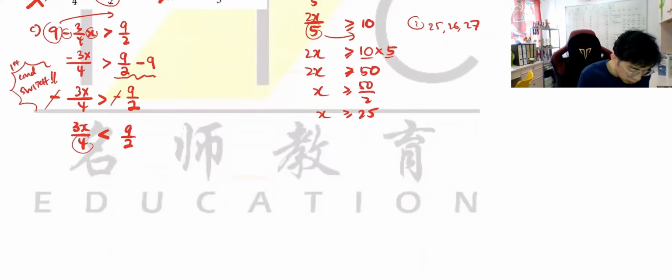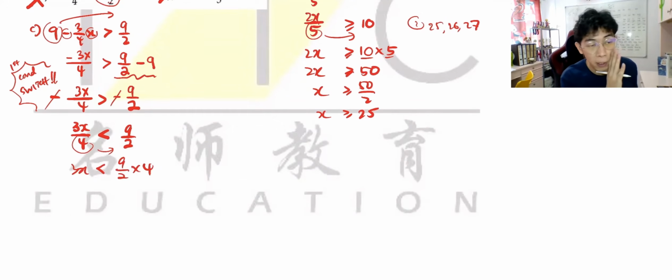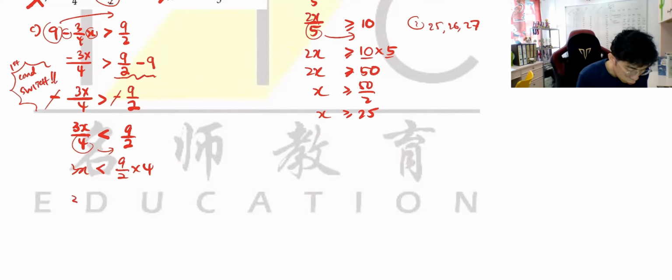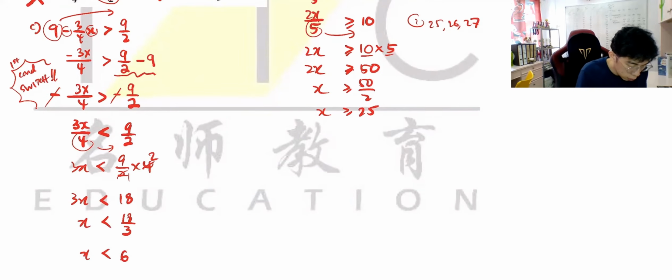So bring the 4 over, 3x, this one, 9 over 2 times 4. I repeat, I'm writing extra workings for form 1. Form 2, some of the workings you want to skip, go ahead, but make sure it's the same answer. So 3x, this one, then cut. Wow, 9 times 2, 18. Oh, so this one, 18 divided by 3, x less than 6. So first thing done already. Then second, draw a line. 6, 0 is over here. Draw a ball, don't color it.